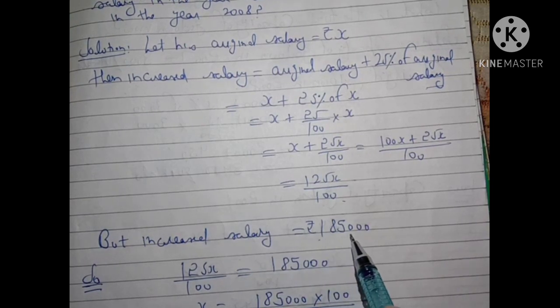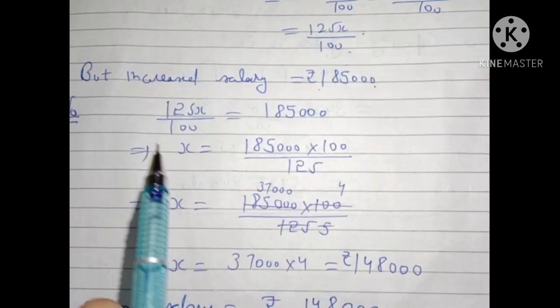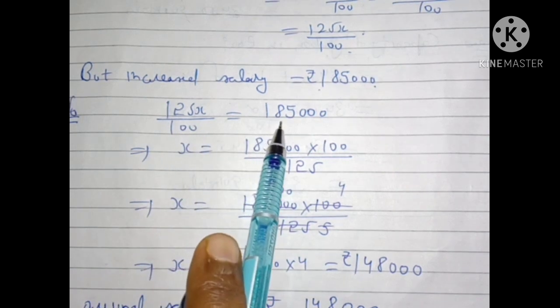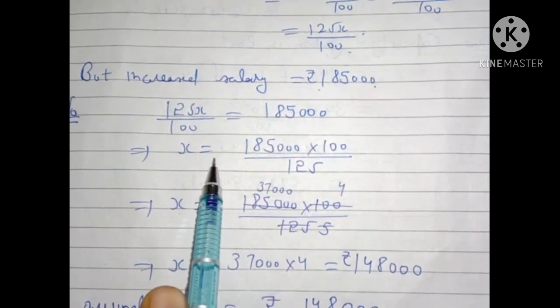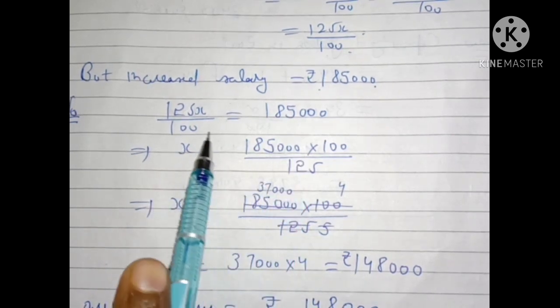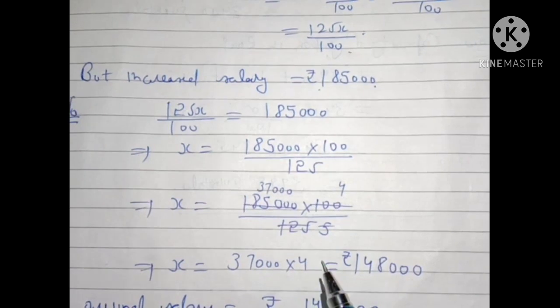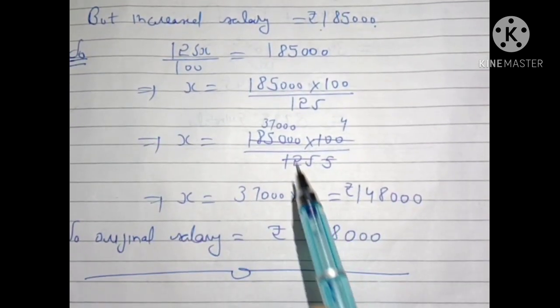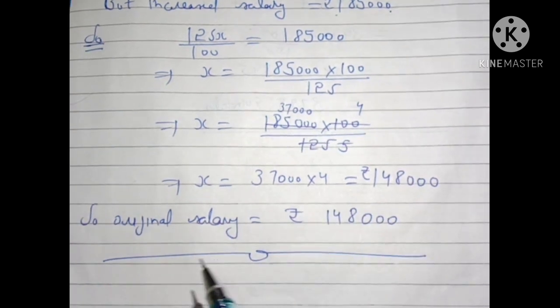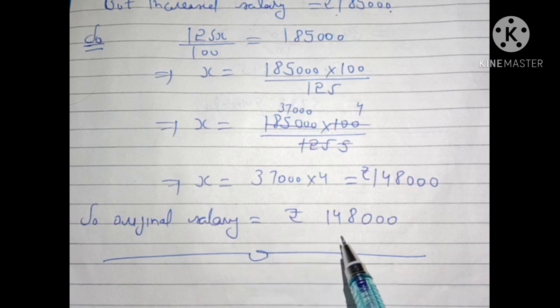But his increased salary is already given to us, that is 1,85,000 rupees. So both values are equal. It will become 125x over 100 is equal to 1,85,000. Then after rearranging, x is equal to 1,85,000 into 100 over 125, and after cancellation and solving, x is equal to 1,48,000 rupees. So his original salary in 2008 was rupees 1,48,000. So this is the solution.